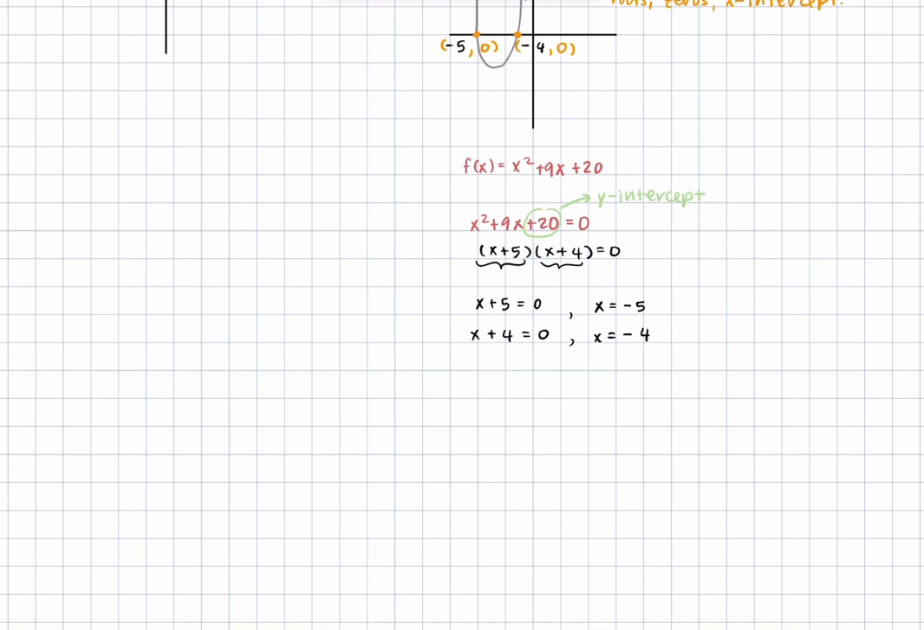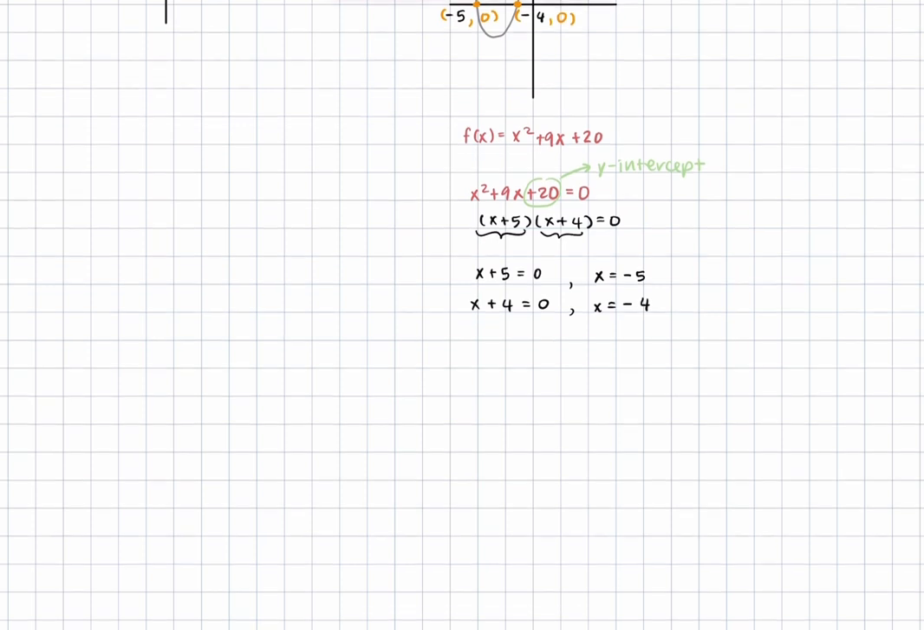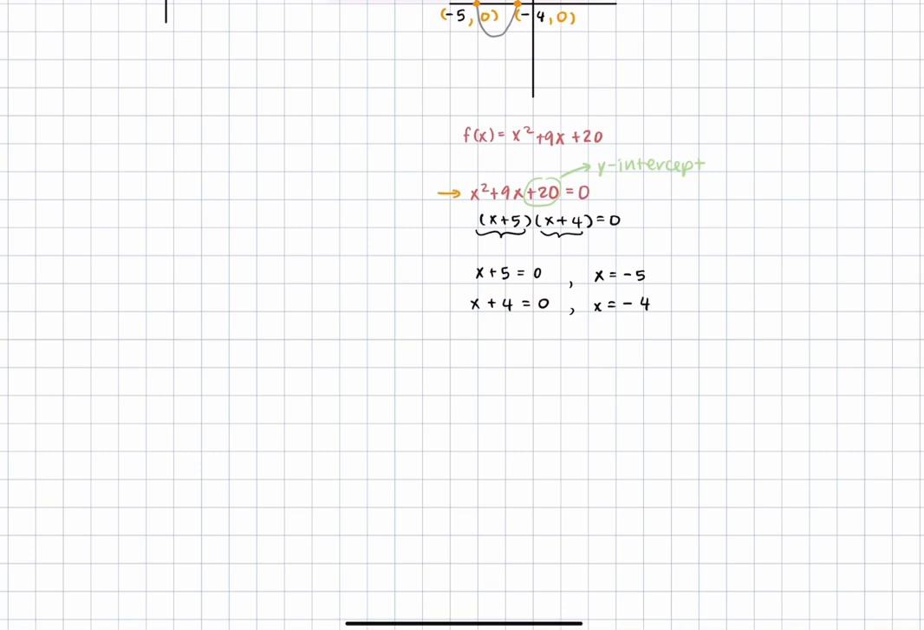Now, let's say you want to find the vertex. To find the vertex using this format, all you're going to do is take your two solutions and find the average of those two. So -5 plus -4 divided by 2 would give us the value in the middle, which is -4.5. So we have our x value for our vertex.